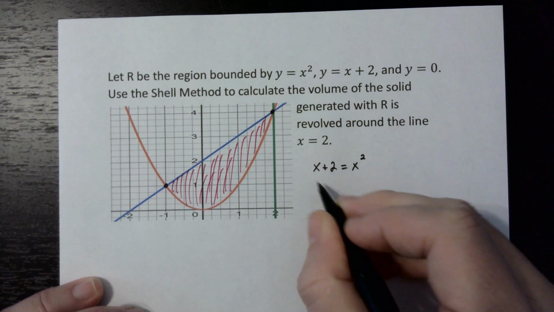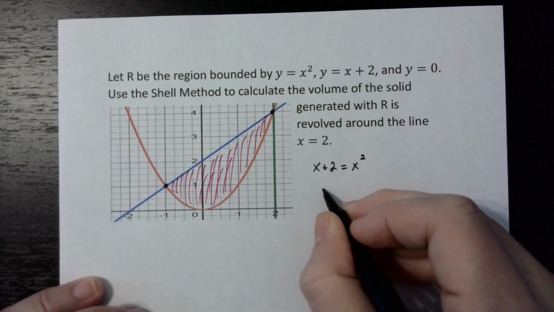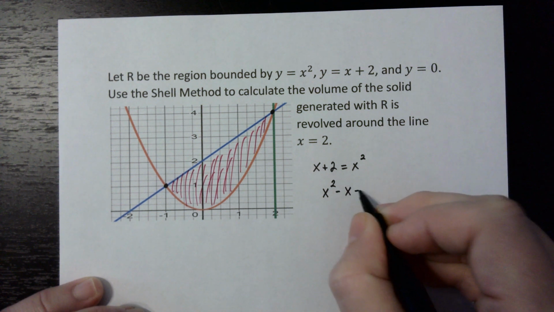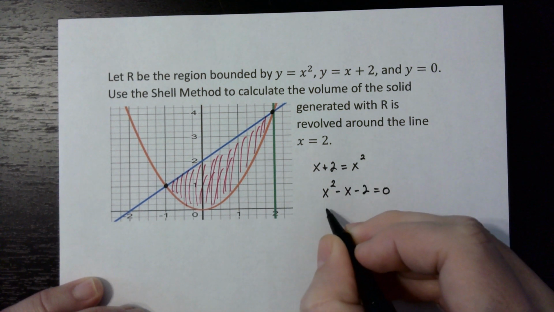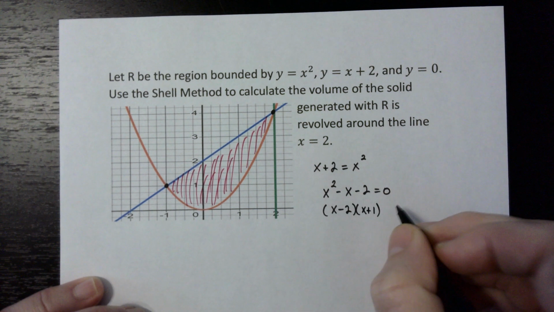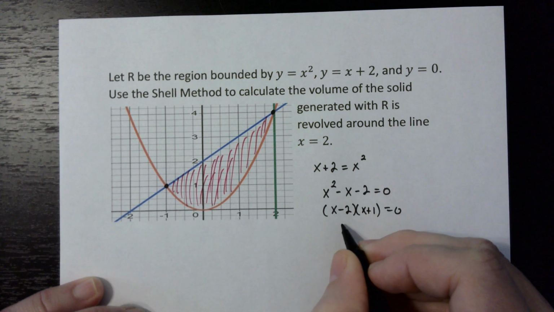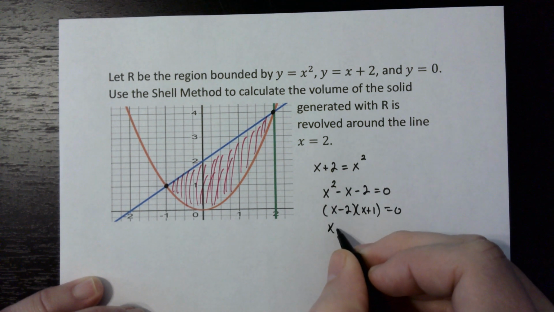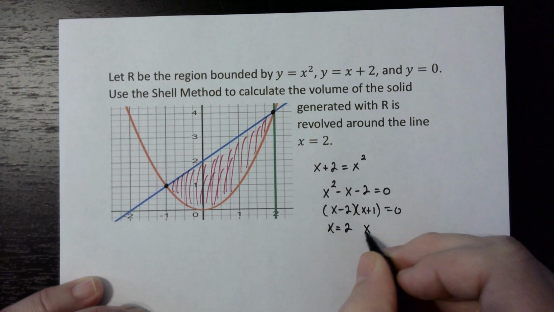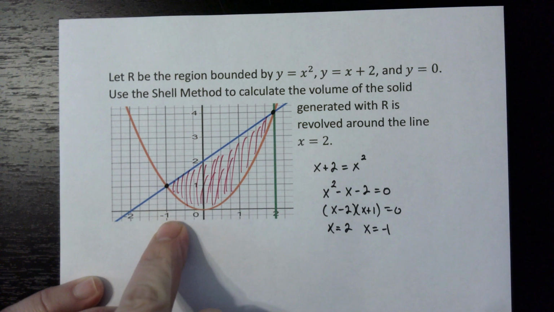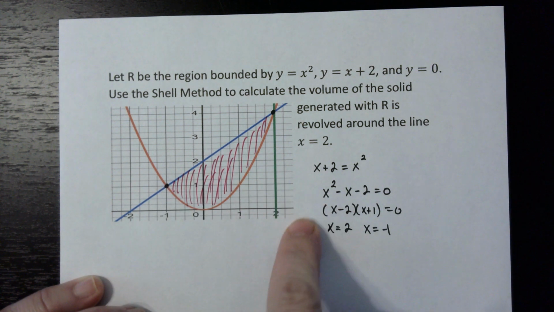Let's move this stuff over here. We get x squared, and when we move it to the other side, it becomes -x and -2 equals 0. That will factor into (x minus 2)(x plus 1), and that will give you our two intersection points. Set them both equal to 0 and solve. This one becomes 2, and this one becomes -1, which is what we saw on the graph. So here's the intersection point -1, and here's the intersection point 2.